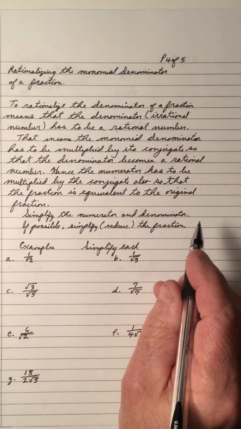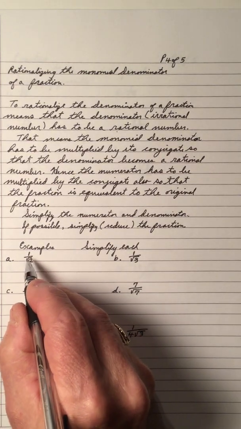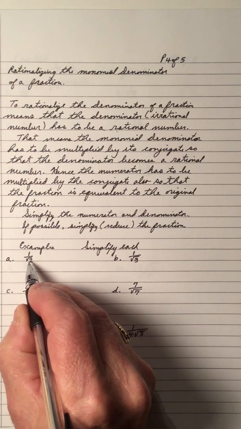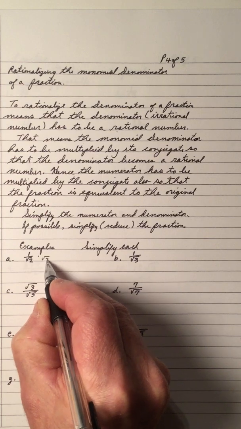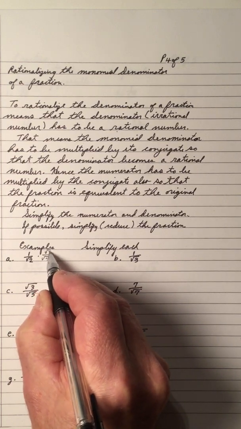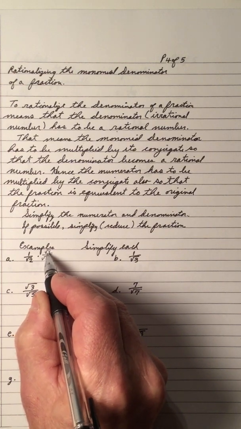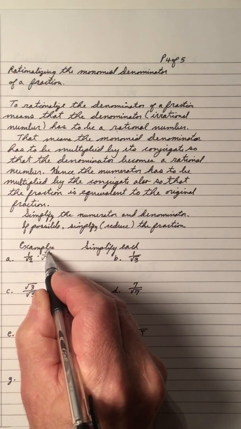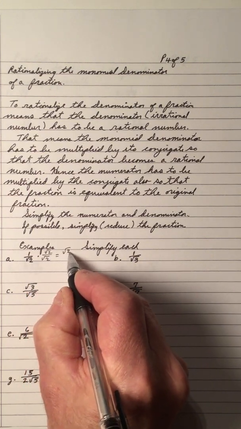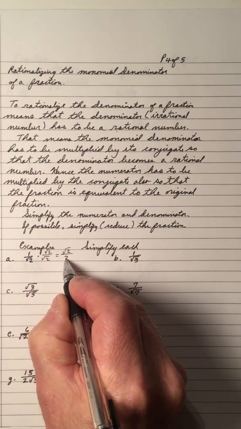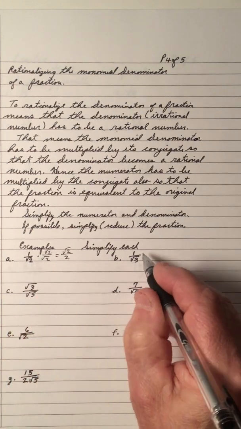Let's do some examples. Simplify each. So when we want to rationalize the denominator, that's an irrational number. So we multiply the bottom by its conjugate, and we multiply the top. So the conjugate of root 2 is root 2, so we multiply by root 2 over root 2, because root 2 over root 2 is the same as 1. So 1 root 2 is root 2, and root 2 times root 2 is 2. So the denominator, instead of being a root 2, is now a 2.